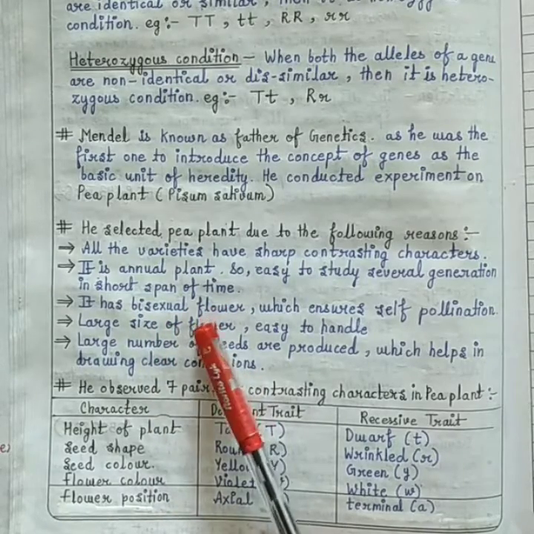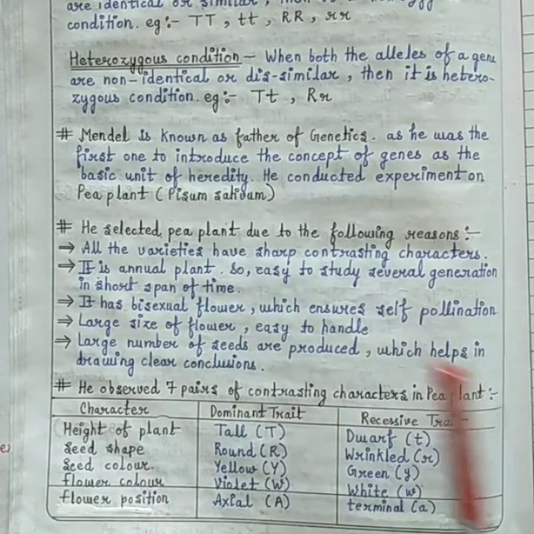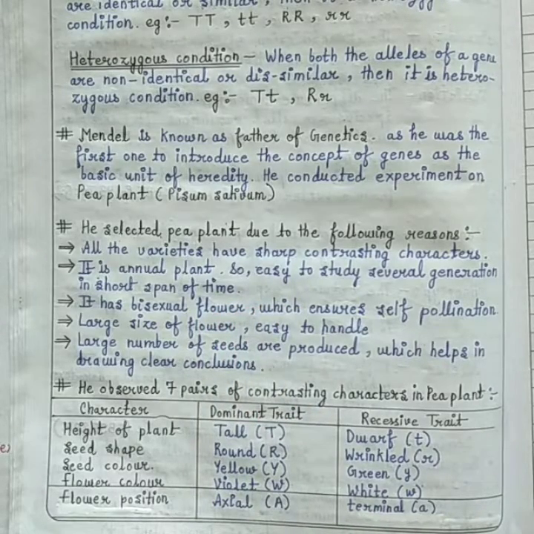Annual plant completes its life cycle in 1 year. So it is annual plant, so it was easy to study several generations within a short span of time.